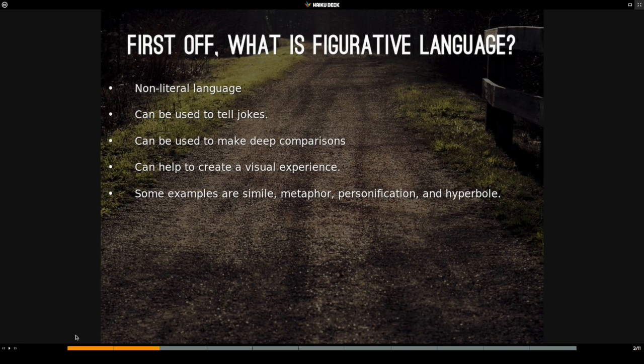You are comparing to something that's not there. You are saying someone is something that they're not. You're over-exaggerating to the point that it's obvious you don't mean it literally. That's what figurative language is.